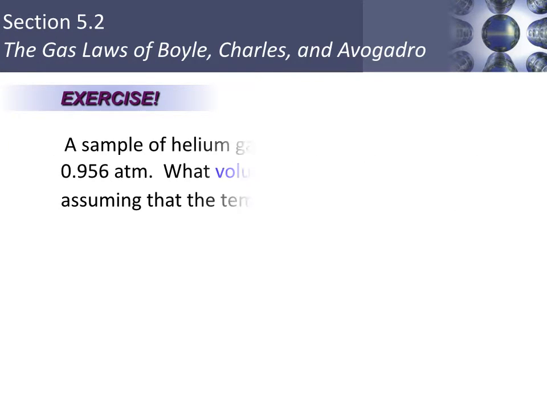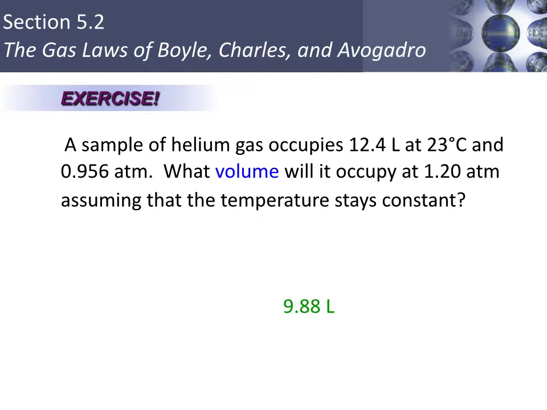An example problem would be if you had a sample of helium gas occupying 12.4 liters at 23 degrees Celsius and 0.956 ATM, what volume will it occupy at 1.2 ATM, assuming the temperature stays constant? Well, you could put in the calculation. You would take the initial pressure times the initial volume, so 0.956 ATMs times 12.4 liters, and put that equal to the new pressure, 1.2 ATM, times the unknown volume. And if you were to solve that out, you should get 9.88 liters.